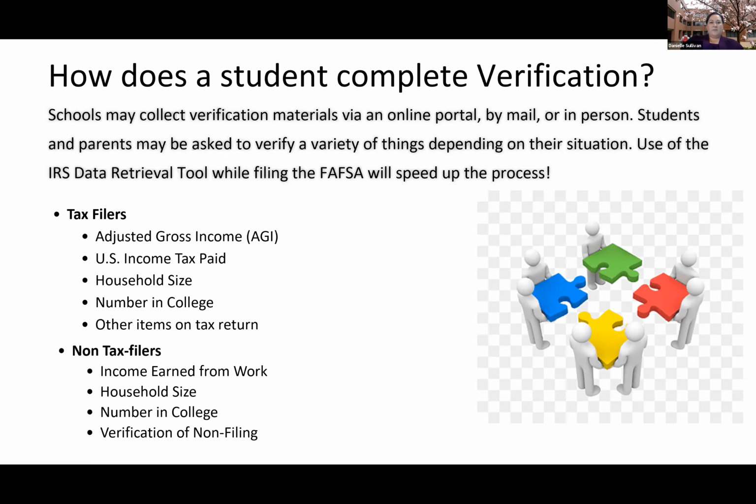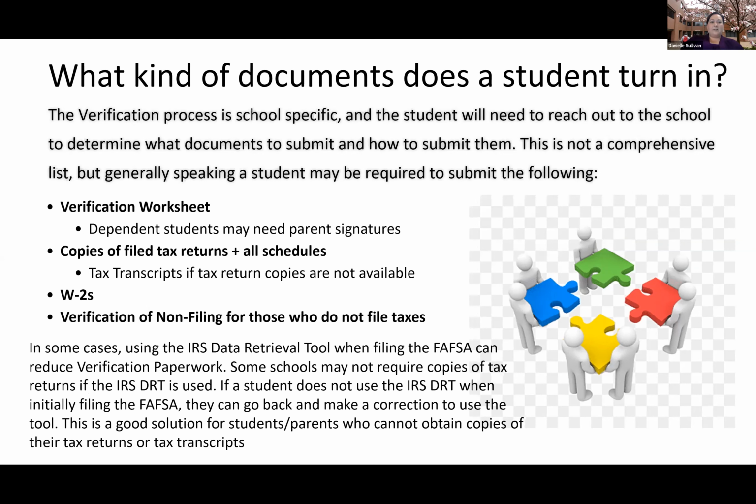So what kinds of documents will a student need to be turning in? It is school specific, and schools all have their own processes by which they complete verification. Most schools may have you submit a worksheet where you fill out some information about your household size, number in college, and then it may need a parent signature if they had to put their parent on the FAFSA. And then again, we'll need copies of all filed tax returns and schedules.